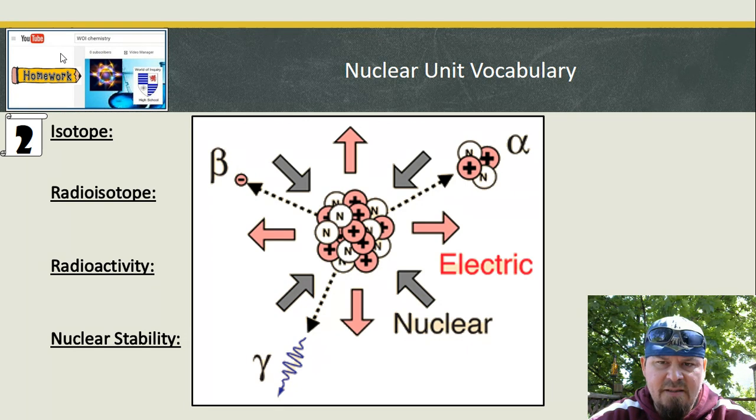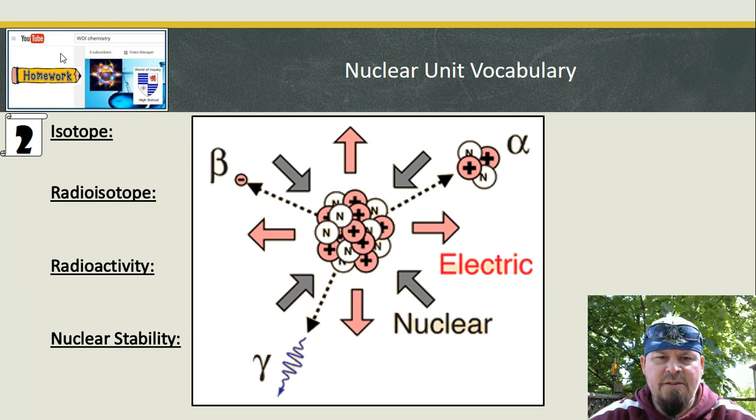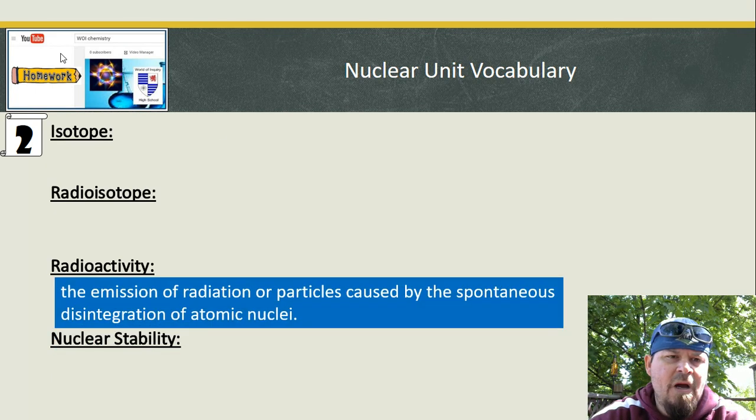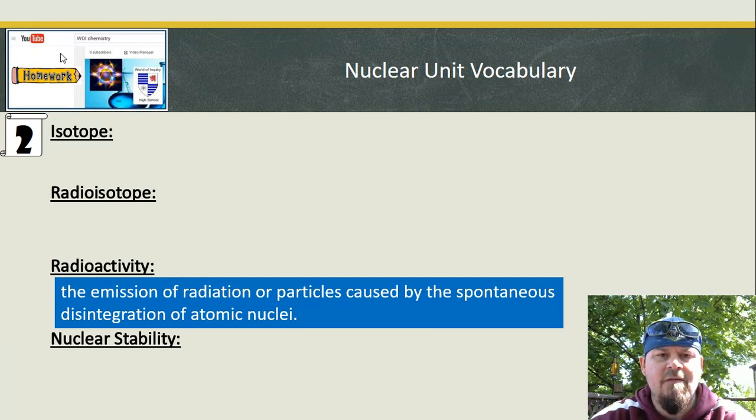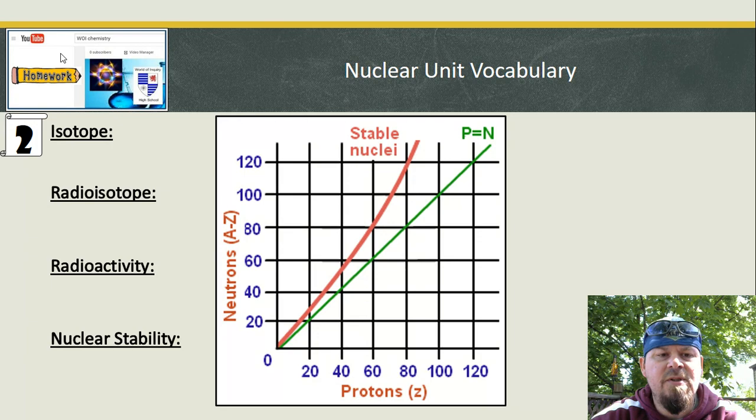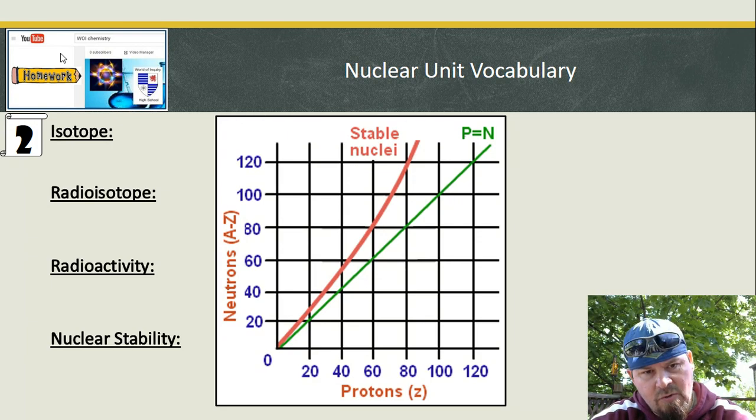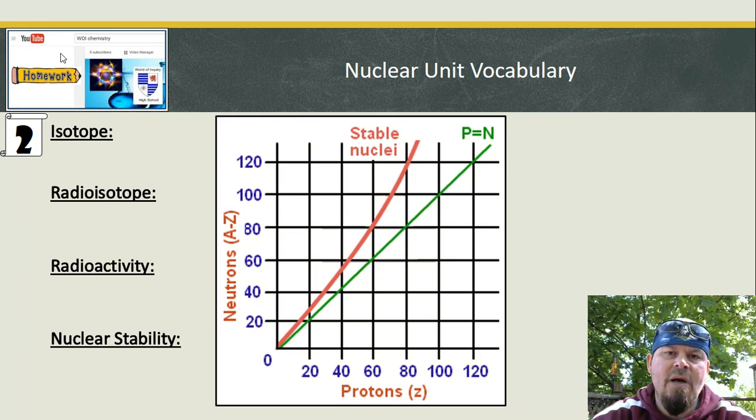Radioactivity. This is all about any of the transmutations that could happen. And here is alpha, beta, gamma. This is the emission of radiation or particles caused by the spontaneous disintegration of atomic nuclei. Basically, when the nucleus gets too big, it becomes unstable. Hence, we talk about nuclear stability.